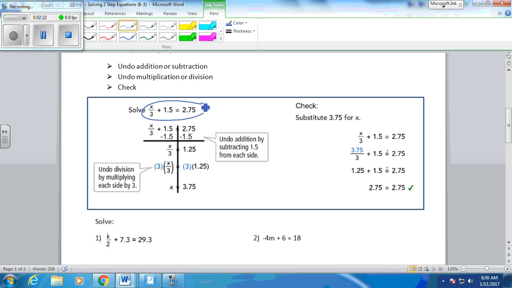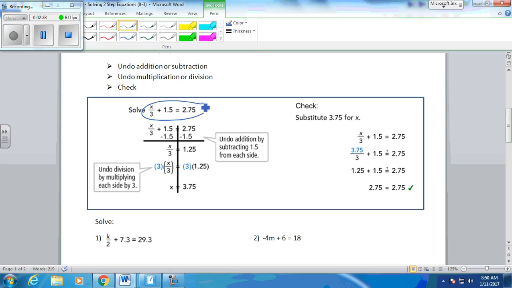So it says that because we have addition, we're going to undo that by subtracting 1 5/10 from both sides. Then I've got x divided by 3, so I'm going to undo that division by multiplying both sides by 3, and I get my answer of 3 75/100.